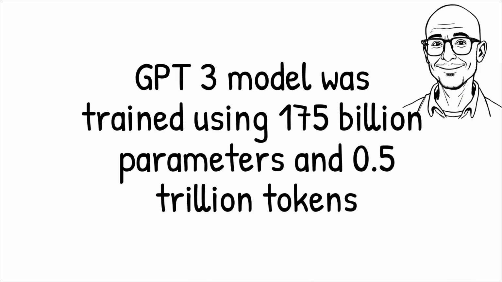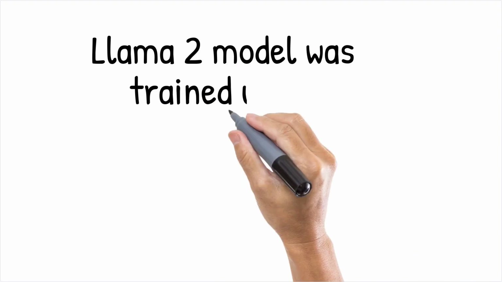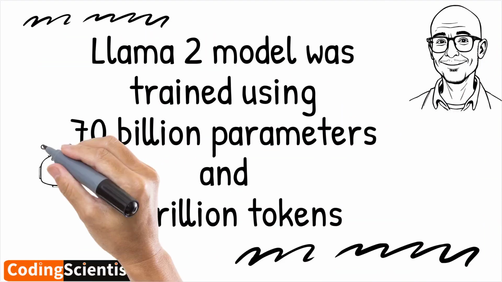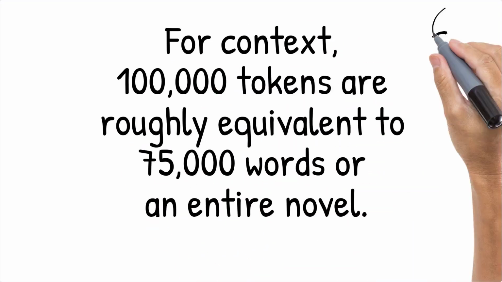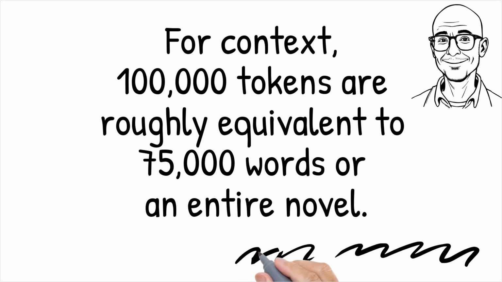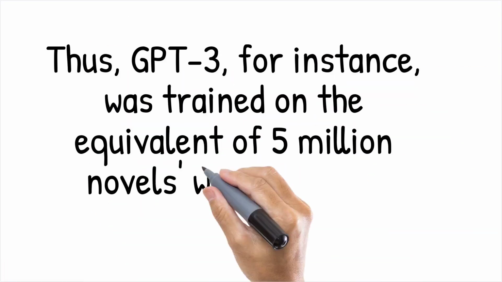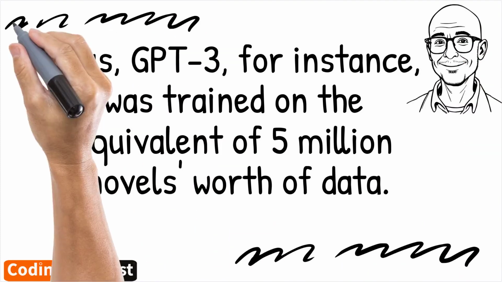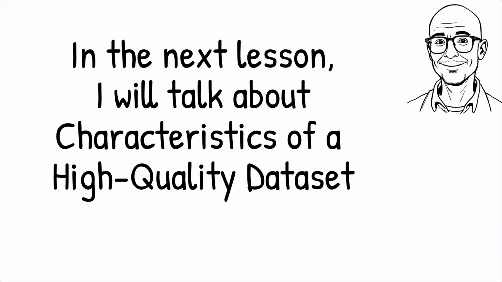GPT-3 model was trained using 175 billion parameters and 0.5 trillion tokens. Llama 2 model was trained using 70 billion parameters and 2 trillion tokens. For context, 100,000 tokens are roughly equivalent to 75,000 words or an entire novel. Thus, GPT-3, for instance, was trained on the equivalent of 5 million novels worth of data.